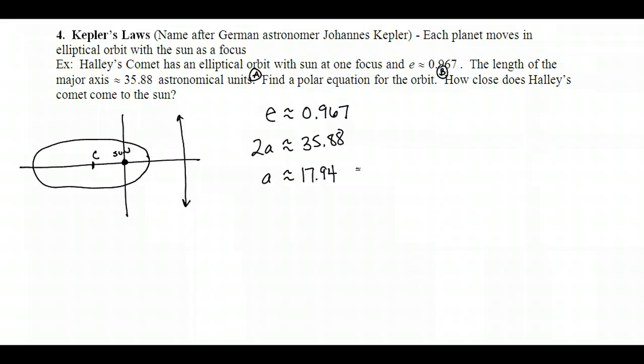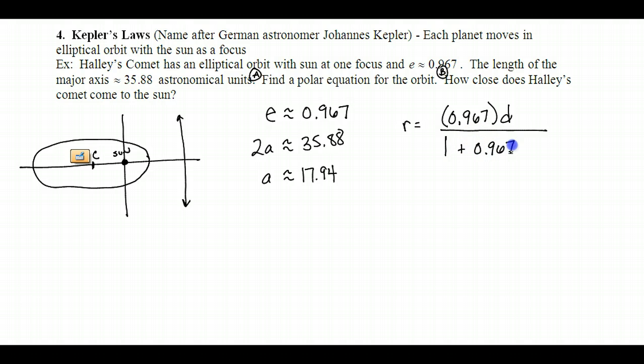Well, to get started with this, I like to start with my formula and fill in what I can. So I know my eccentricity is 0.967. This D again, this distance, I really have no idea what it is, so I'm just going to say D for now. And then I know in my denominator, I have 1. My directrix is to the right of the pole, so I have to add eccentricity, 0.967. And my directrix is vertical, so that means it would be cosine theta.